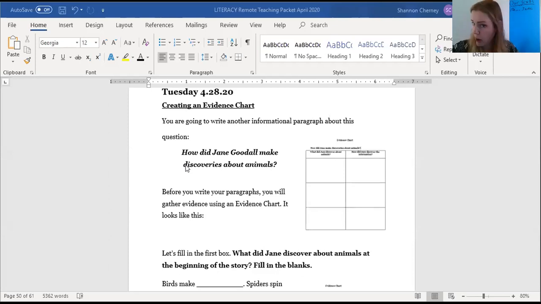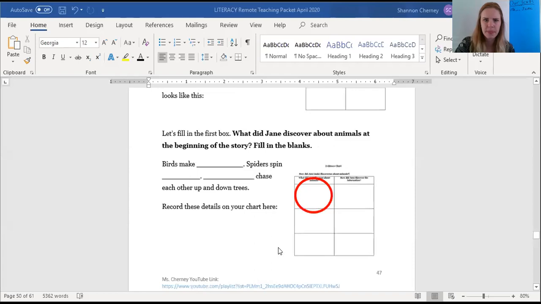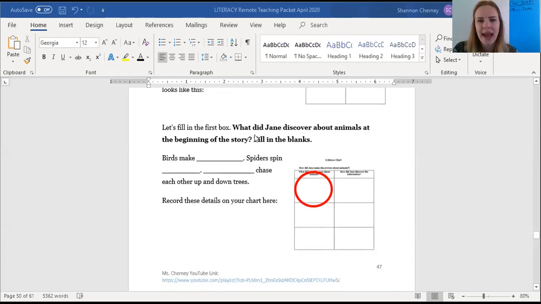So let's go ahead and get started. First things first, this first one's easy. What did Jane discover about animals at the beginning of the story? And here's what we need to fill in. Birds make, spiders spin, chase each other up and down trees.